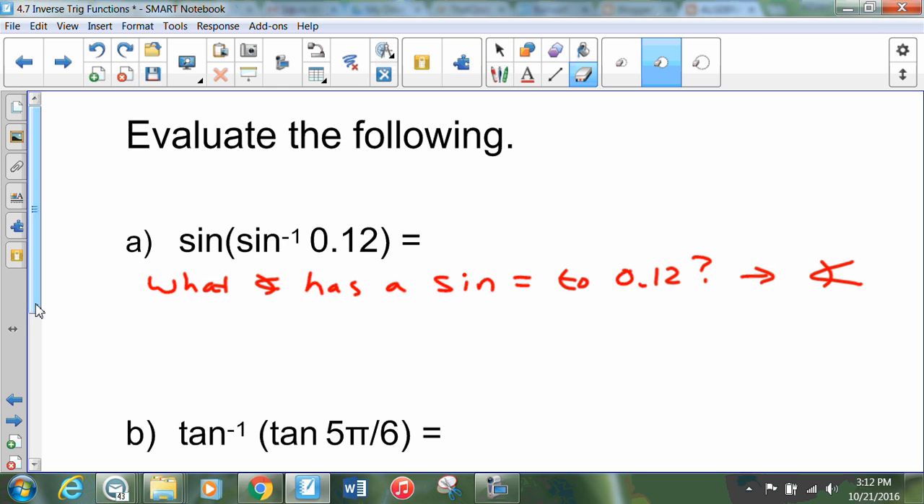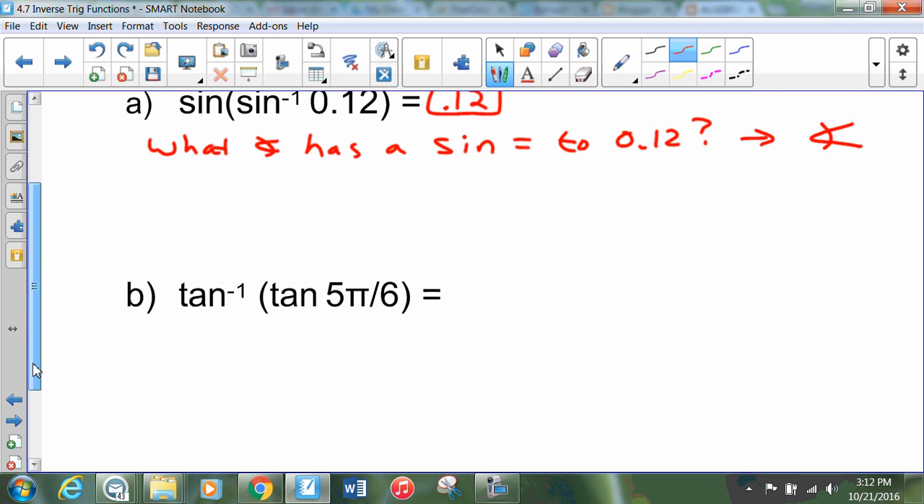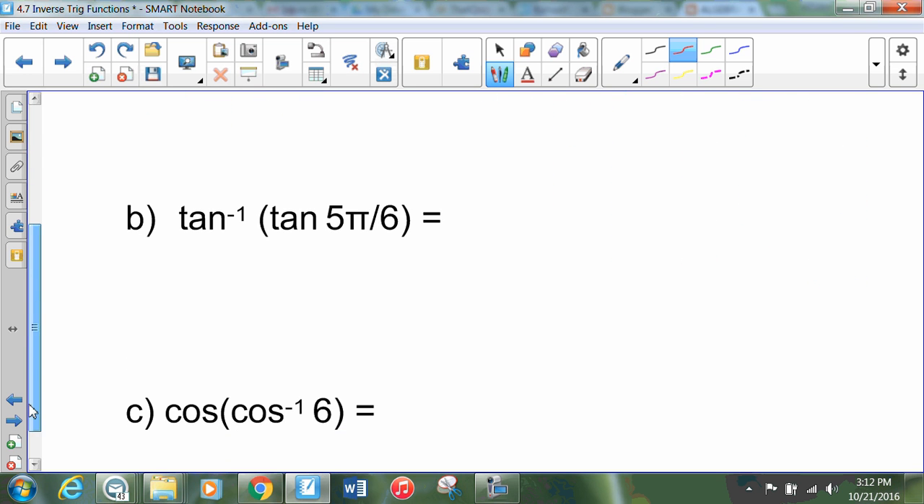So I try to use a little logic there. Some people just go, it's over, it cancels each other out. You don't have to explain it that way. It confuses me. Either way, that is 0.12. Okay, so then we have tan of 5.6. So what I'm going to do is, I'm not 5.6, 5 pi over 6.